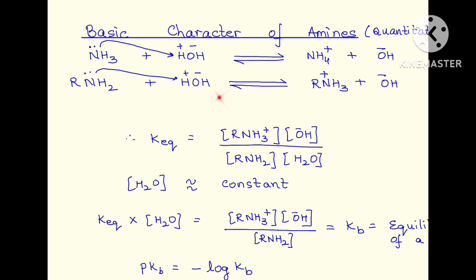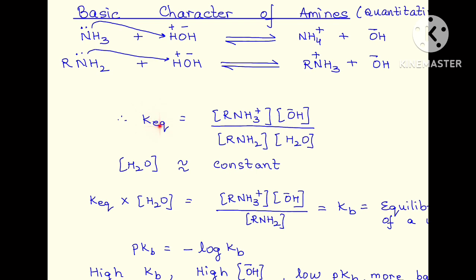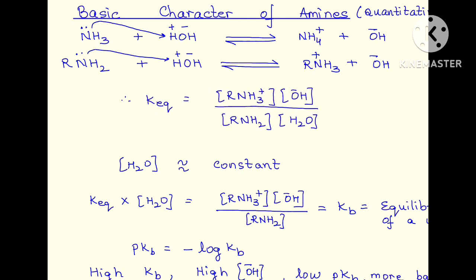Once equilibrium has been achieved, I can write the equilibrium constant for this reaction as K equilibrium equals the concentration of the products, which is the ammonium ion coming from the primary amine and the hydroxide ion, divided by the concentration of the reactants, that is RNH2 and water. Here we have tried to take a very simple example. That means we've taken the primary amine into consideration.